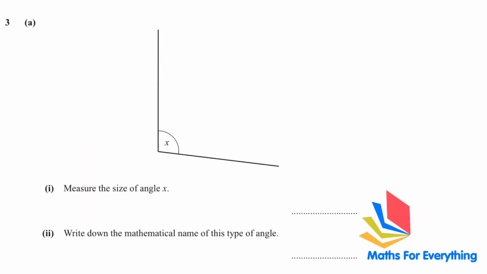Question number 3. Measure the size of angle X. Place the protractor like this and measure the angle, and the answer is 97 degrees. Next, write down the mathematical name of this type of angle. If your degree is more than 90, then it is an obtuse angle.